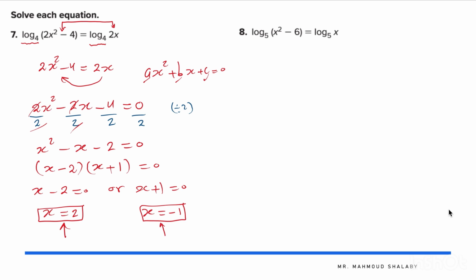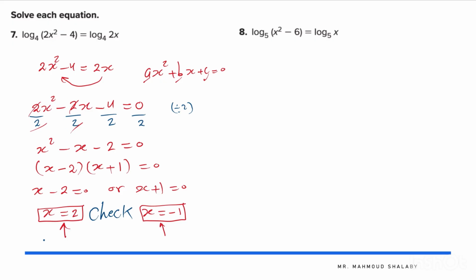Now let me remove this. After finding the values of x, you still have an extra step, which is to check both solutions. Which one will be accepted, which one will be rejected. To do this, you can use your calculator and just substitute by 2 here and substitute by negative 1 and check. So I will check with 2 first.